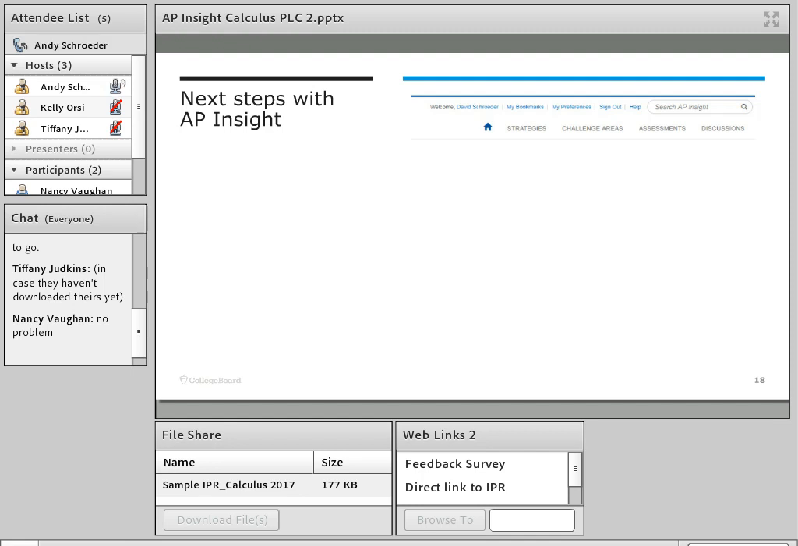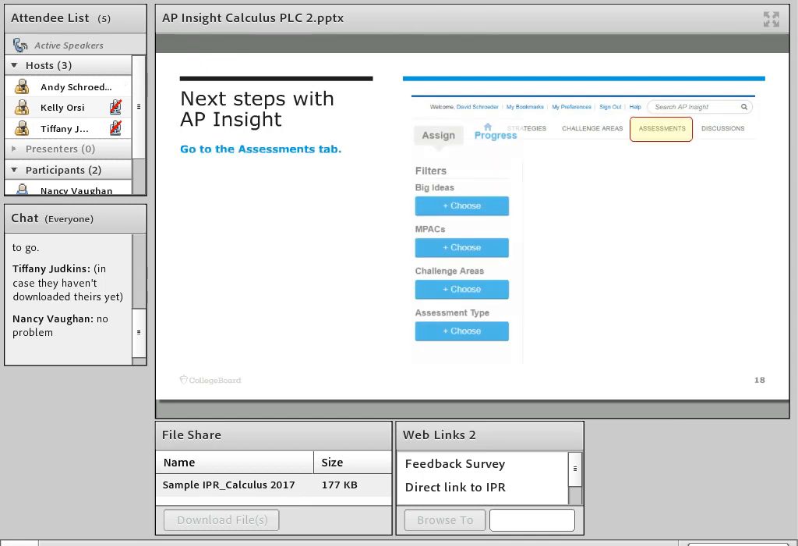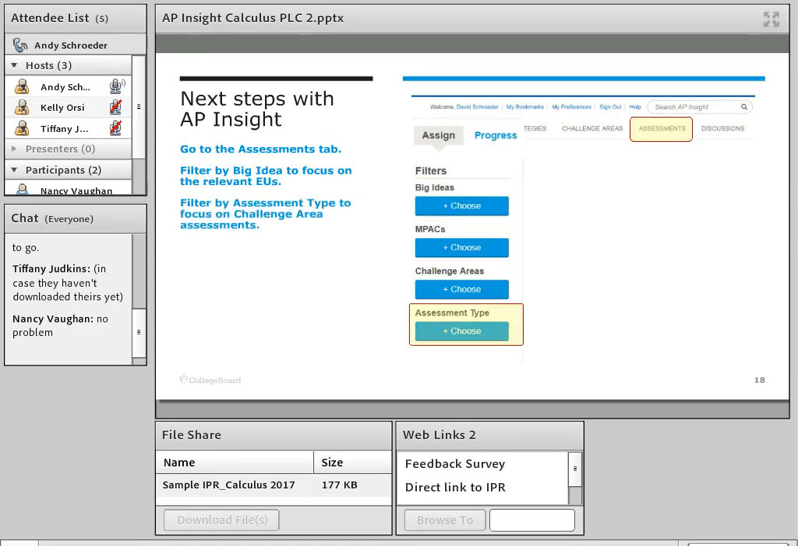So what I did is I went into the AP Insight, and when you're in there, obviously these are the assessment pieces. So I went to the assessment tab, and in the assessment tab you have filters. I was particularly interested in the big ideas, the essential understandings that I indicated. So I filtered by clicking the button where it says big ideas, and then under there you can click certain essential understanding pieces that you want. So I selected mine, those particular ones that I was weak in.